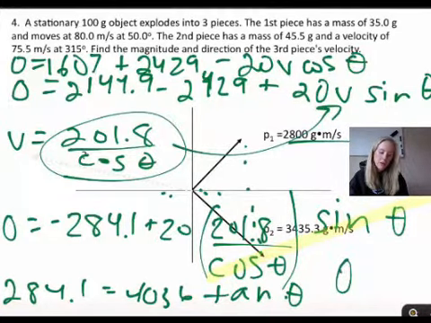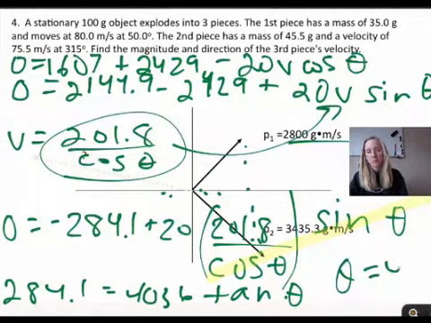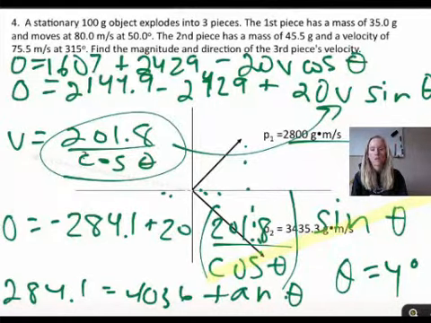Alright, so that gives you an introduction to momentum in 2 dimensions. It's not that difficult once you see it's just separating the horizontal and the vertical, and you're still just considering the momentum before equals the momentum after. And I'll see you later.